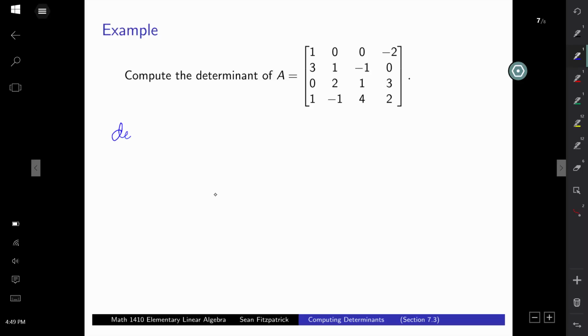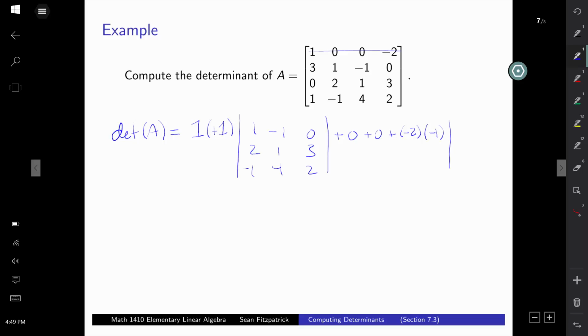And if you do, well, then maybe it's not so bad expanding. So in this case, we would get 1 times, so the sign factor in the 1, 1 spot is plus 1, and then the determinant of 1, minus 1, 0, 2, 1, 3, minus 1, 4, 2, 0, 0, minus 2. That's in the 1, 4 spot. The sign factor is a minus 1 times. So if I delete that, I'm left with 3, 1, minus 1, 0, 2, 1, 1, minus 1, 4.